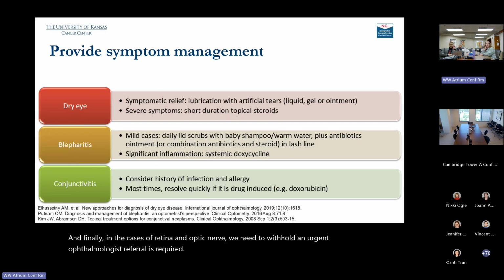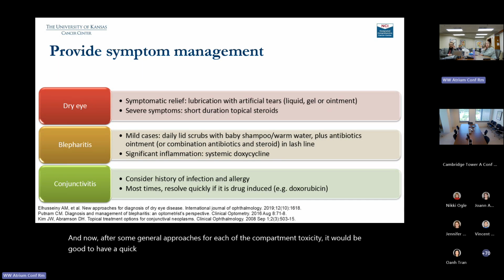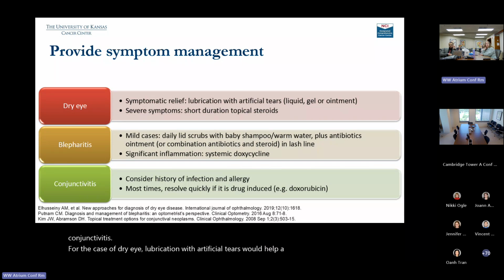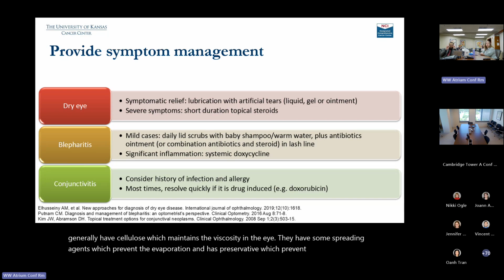Now, after some general approaches for each compartment toxicity, it would be good to have a quick management for very common symptoms: dry eye, blepharitis, and conjunctivitis. For dry eye, lubrication with artificial tears would help a lot. Artificial tears generally have cellulose, which maintains the viscosity in the eye. They have some spreading agents, which prevent evaporation, and a preservative, which prevents contamination in the eye.